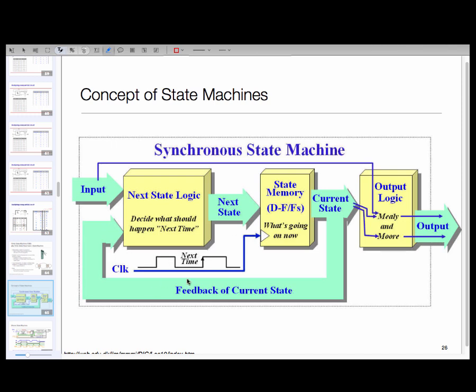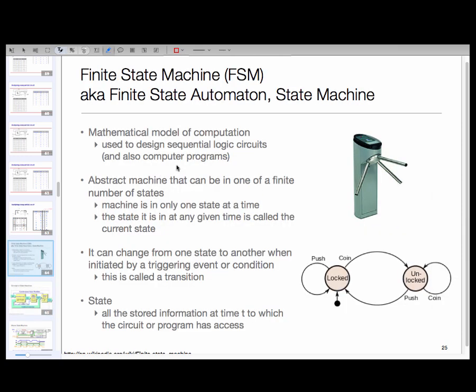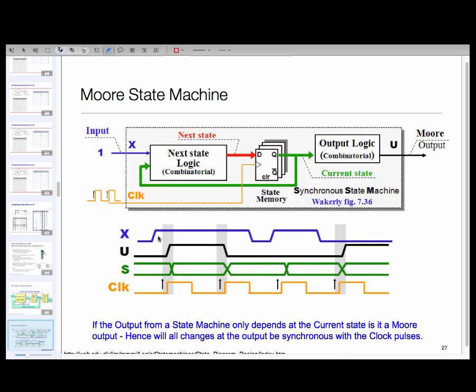Okay, so what we have out here is a clock synchronous version of what this abstract notion of a finite state machine is. So Moore machines, this is the subset in Moore machines. What we have is, as you can see, the output logic is only dependent upon the state. And as a result, in this particular diagram, what you would see is if I look at the output U, it is changing only at the clock edges.